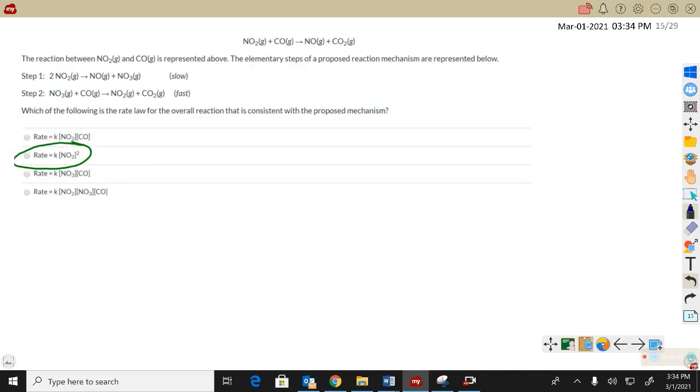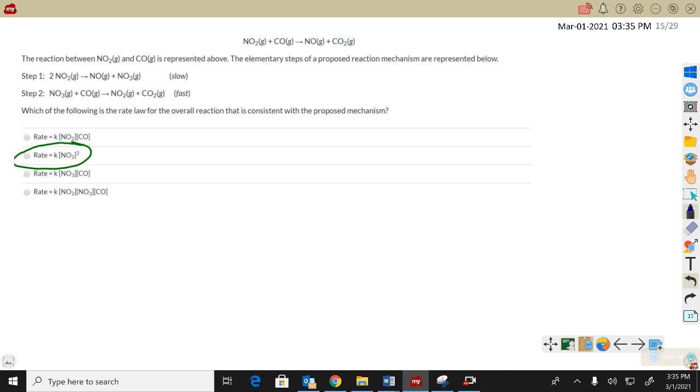All right, here's another mechanism. They give me the elementary steps of a proposed mechanism. Which of the following is the rate law for the overall reaction that is consistent with the proposed mechanism? So if this mechanism is correct, what rate law should I experience in the lab? I just look at the molecularity of the slowest step. Your overall reaction rate cannot be any faster than that of the slowest step in the mechanism.